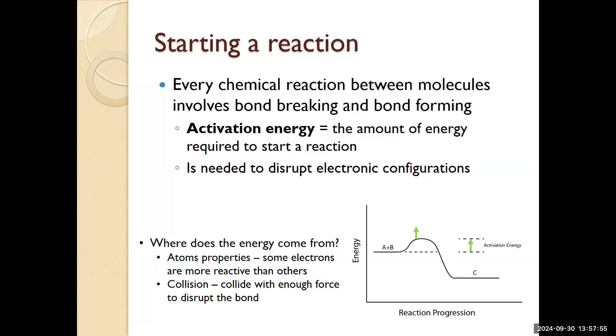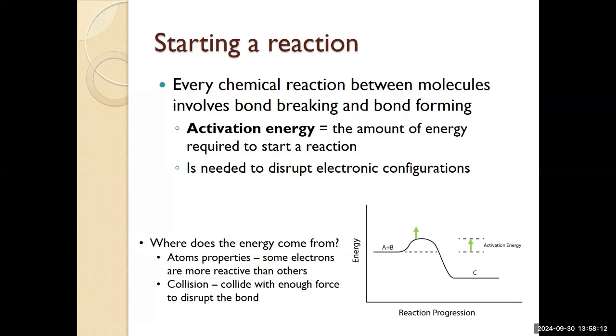Where does that energy come from? Some atoms are inherently more reactive. Their electrons are more likely to dissociate. More often, the energy to disrupt bonds comes from atomic collisions, when they collide with enough force to break bonds.